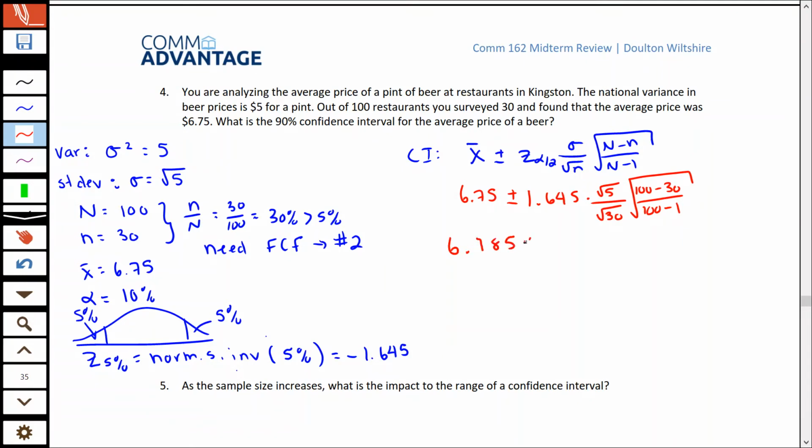6.185 and an upper bound of 7.315. And so this is our confidence interval. And so with this confidence interval, we have a 90% chance that it actually contains the real mean. That's the whole point of a confidence interval.